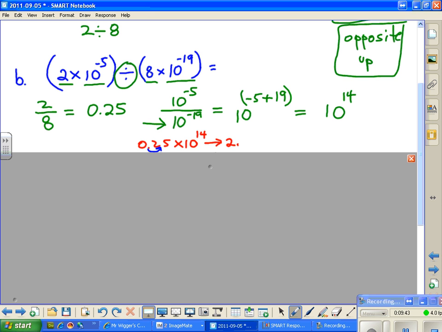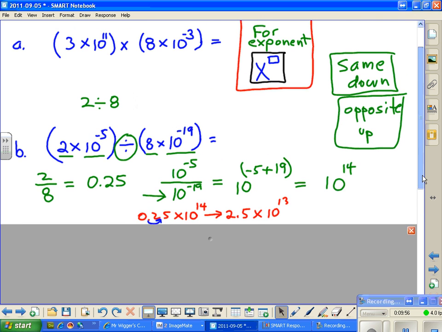This is scientific notation now. I'm making it into scientific notation. And it's 10 to the 13. So the 13, because we're going the same direction, and let's look back at those rules that I wrote earlier.